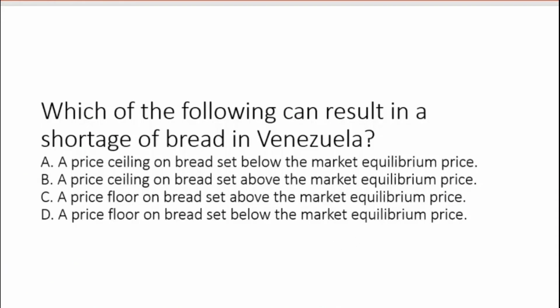Well, this is the next question. Which of the following can result in a shortage of bread in Venezuela? So A, B, C, or D. Just read all of them through your eyes. Well, let's have the keyword here. That's shortage. You need to put forward your knowledge base here. We have two price controls, price ceiling or price floor. Shortage is related to, if you can remember, price ceiling. Well, X for this, X for that. We have A and B. But what is the real answer here?